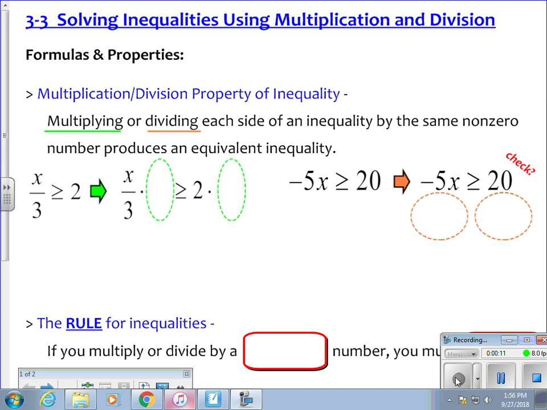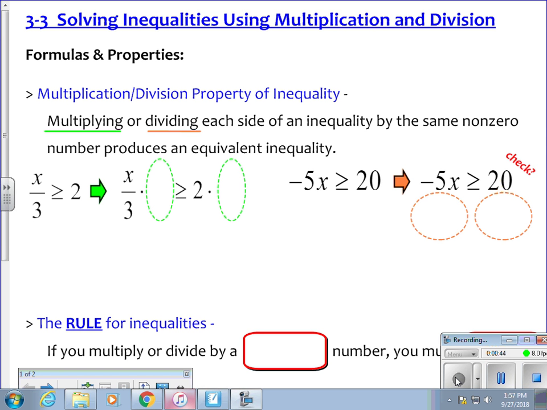So, solving inequalities using multiplication and division. Basically, what you did solving inequalities yesterday by addition and subtraction, you know, x plus 5 is less than 10, what do you do? You subtract 5 from both sides, just like doing a regular equation. Same thing is true when you're multiplying and dividing. It works the same way, but there's one thing that we will need to watch out for.